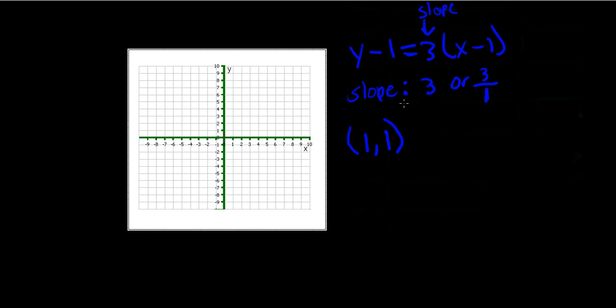So let's start off by plotting the coordinates 1, 1. Now we want to go 3 units up, 1 unit to the right because of the slope. Plot that point, and we can draw a line to connect these points. Here you can see how we used point slope form in order to find coordinates and the slope and then plot it to produce a graph.